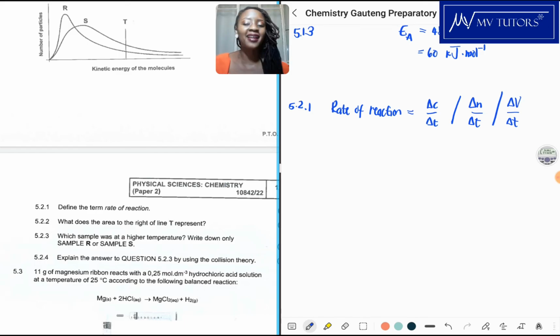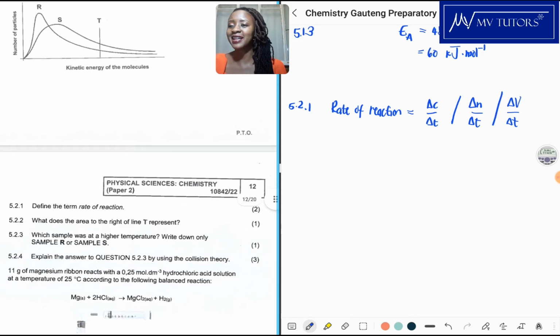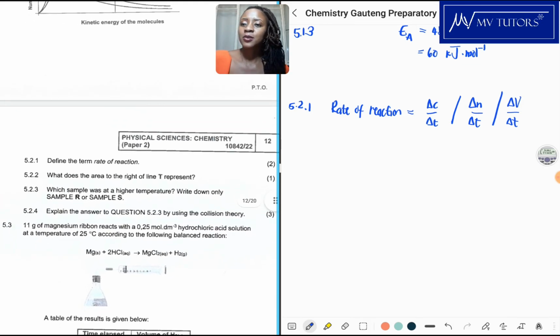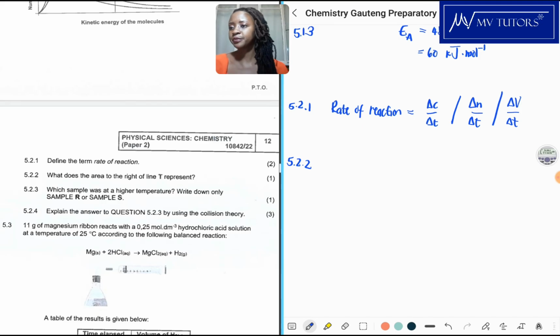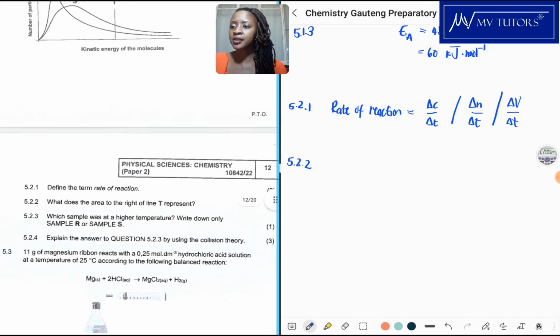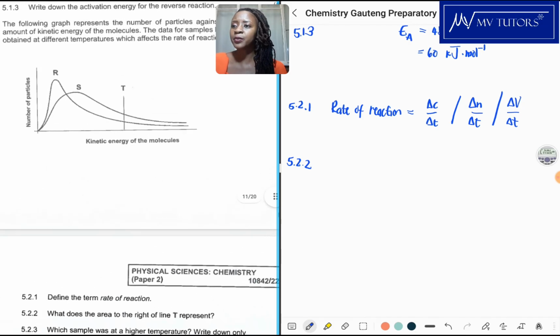So yeah, I think it's fine. I don't need to write that down fully. So you will write down the definition yourself. Okay. Then it says, what does the area to the right of line T represent?